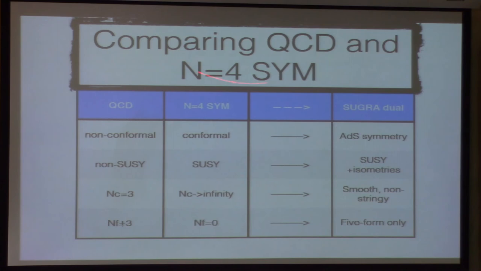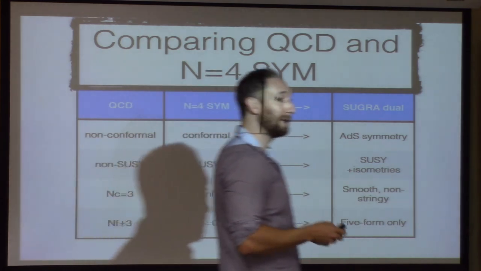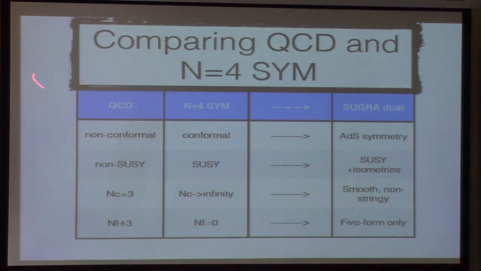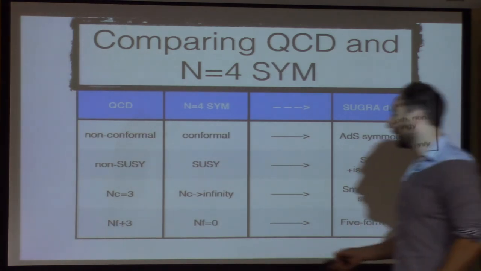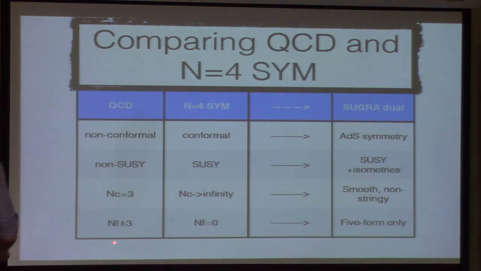So it's reasonable to ask, how close are QCD and N=4 super Yang-Mills, at least N=4 super Yang-Mills in the large N limit that we're interested in for the AdS/CFT correspondence? Well, QCD is non-conformal, whereas N=4 super Yang-Mills is conformal. QCD is not supersymmetric. N=4 super Yang-Mills is highly supersymmetric. We have three colors of quarks, whereas we take the number of colors to infinity in the AdS/CFT correspondence. The number of light flavors is equal to 3 for QCD, and for N=4 super Yang-Mills it's equal to 0. So it looks like a pretty terrible correspondence, trying to model QCD by N=4 super Yang-Mills.